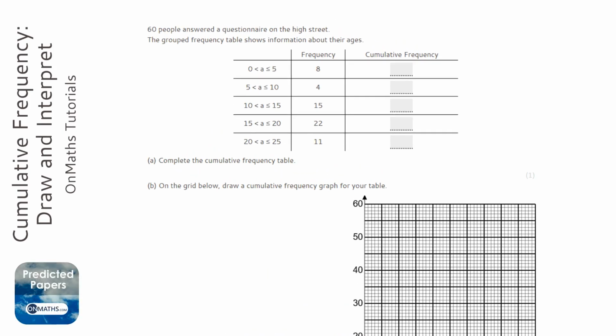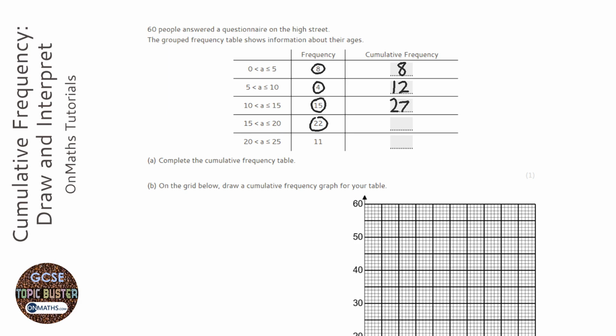So cumulative frequency is just a running total. So the first cumulative frequency is just going to be 8 because that's all the frequencies we've got so far. Then I'm going to add on the 4 to the 8 to get 12. Then I'm going to add the 15 onto the 12 to get 27. Then I'm going to add the 22 onto the 27 to get 49. Then I'm going to add the 11 on to get 60.